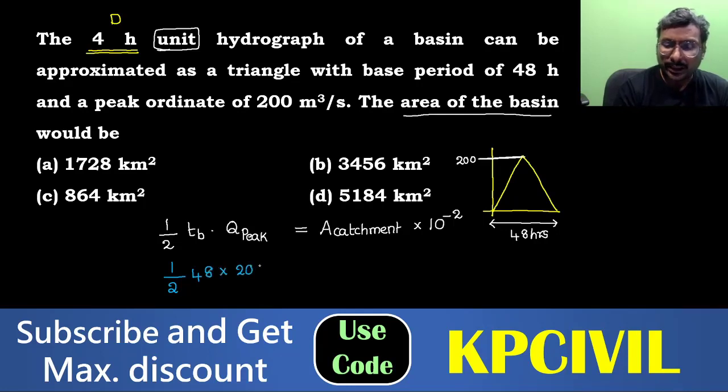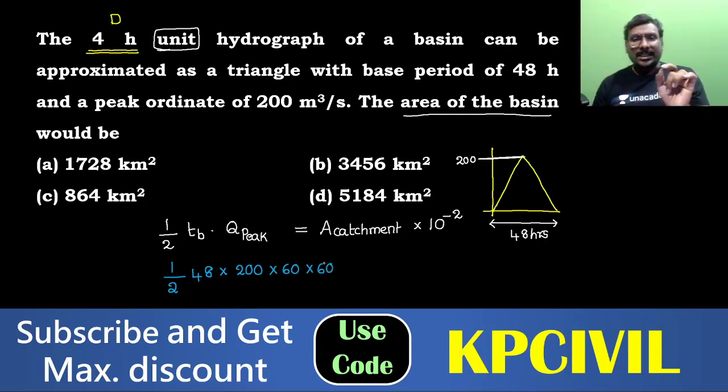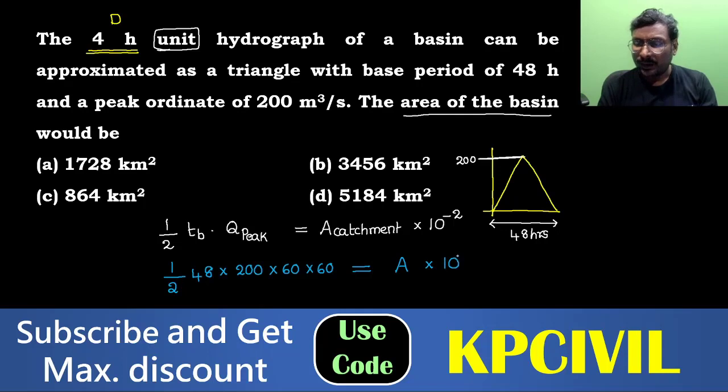discharge 200 meter cube per second. I am converting meter cube per second to meter cube per hour, multiplying with 60 and 60. Half into 48 hours time base into 200 into 60 into 60. What is required? The area of catchment needed into 10 power minus 2. Easy enough? We are just taking the formula for a triangle, half BH, substituting into area into 10 power minus 2. You will get the area of catchment.